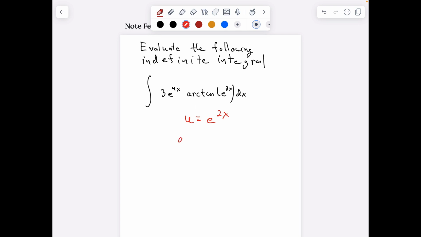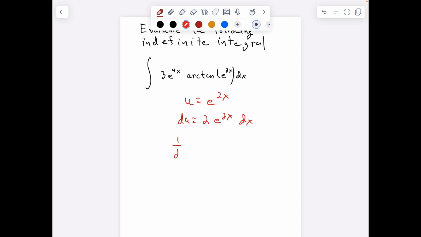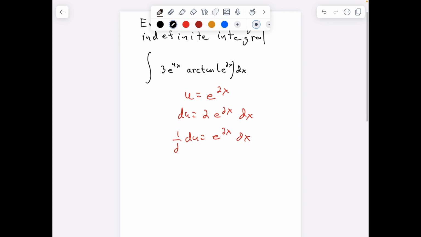Now the du is going to be 2e to the 2x dx, or 1/2 du equals e to the 2x dx. And that right there, that 1/2 du appears in my integrand. And just bear with me with that.